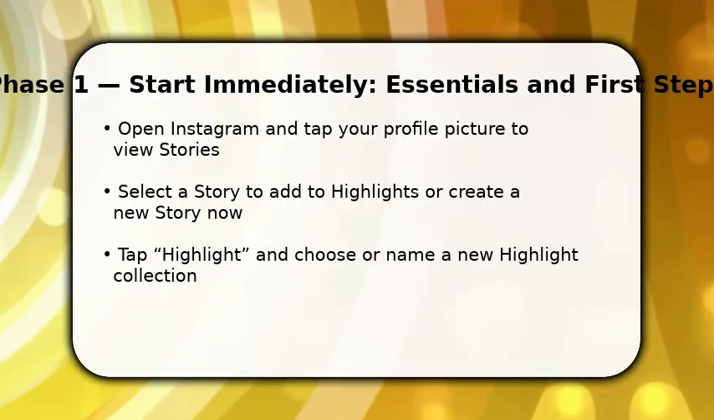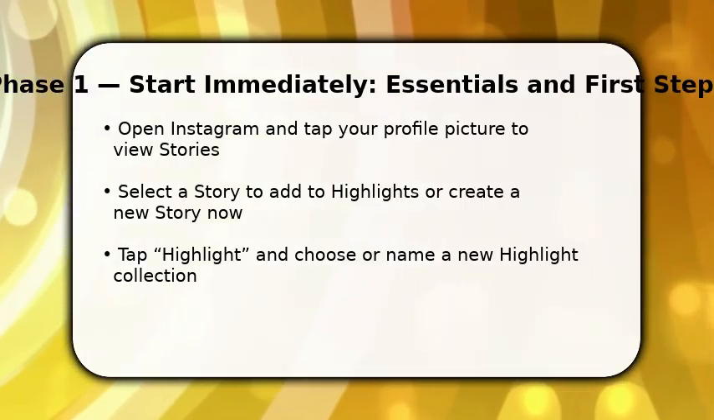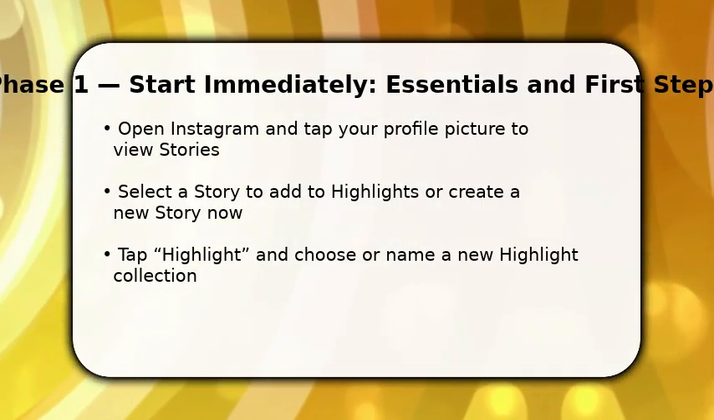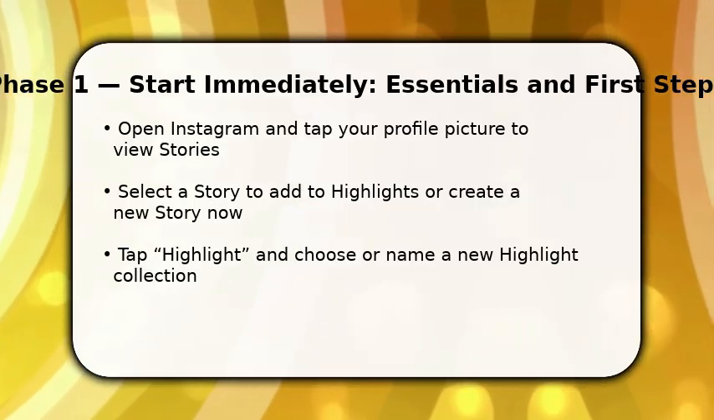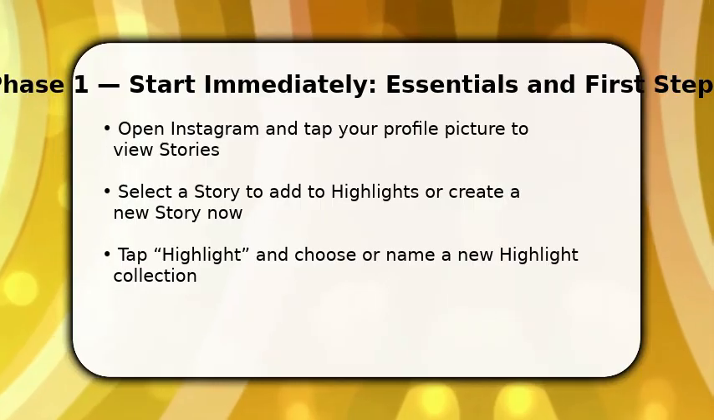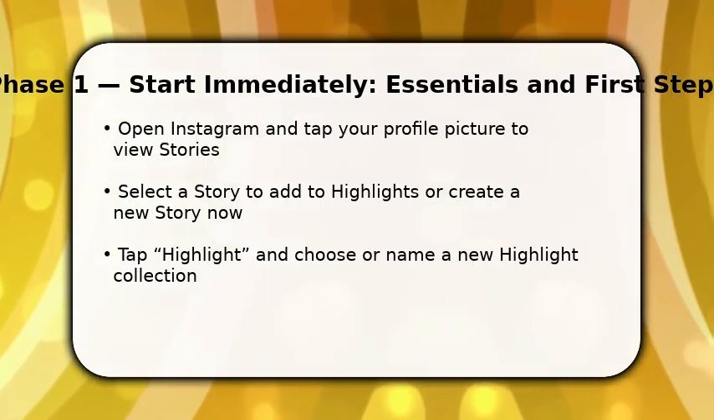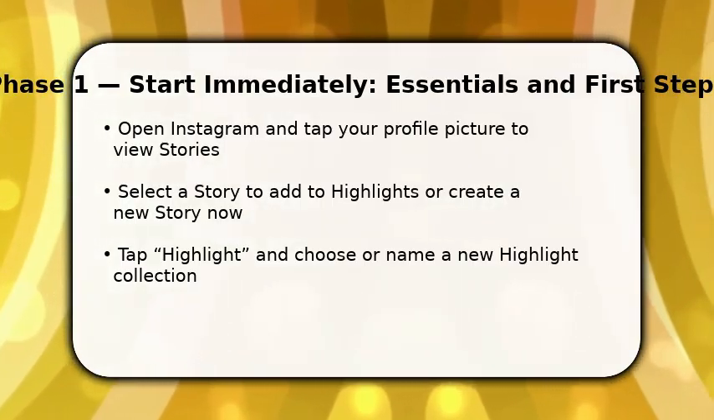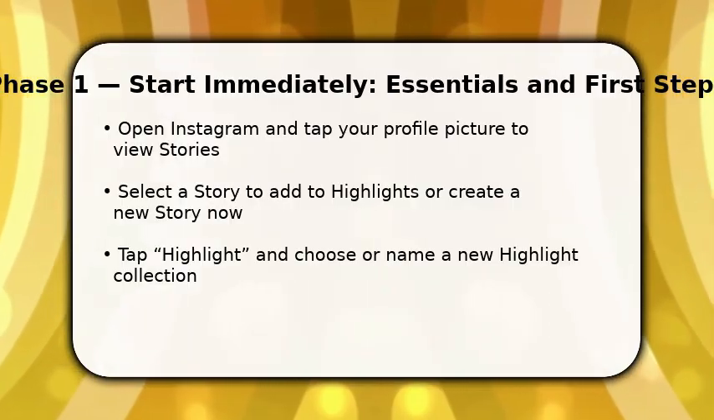Once you see the story, tap the highlight button at the bottom, then choose an existing highlight or select New and type a short name. Make sure the name fits visually. Emoji placement works best with short titles, so keep it concise before moving on to editing the cover.